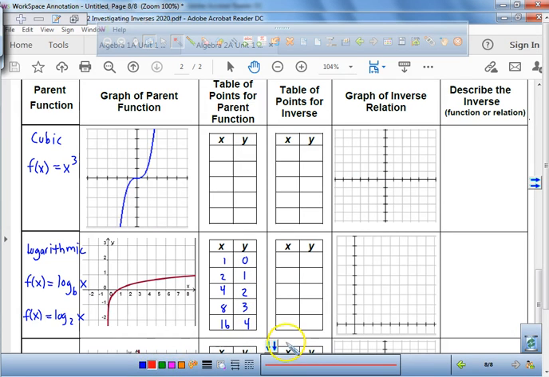Now remember, inverses simply invert the numbers. So this would be 0, 1. This would be 1, 2. This would be 2, 4. This would be 3, 8. And this would be 4 and 16. And then you just plot those points right here. Okay? So that's what you guys are working on.